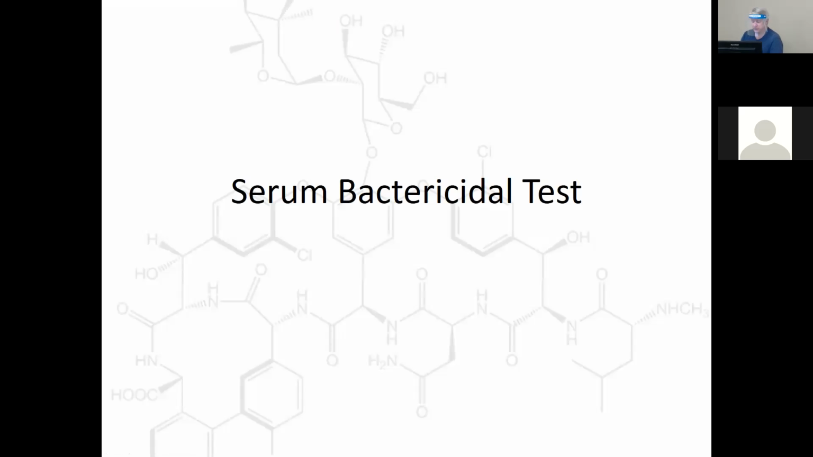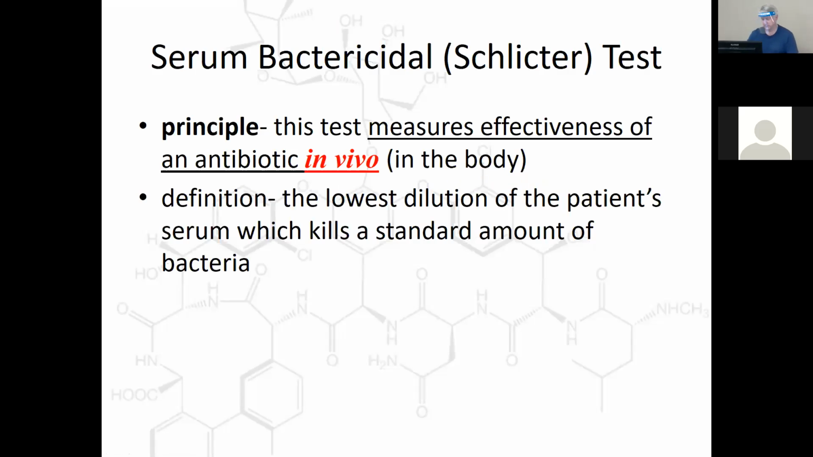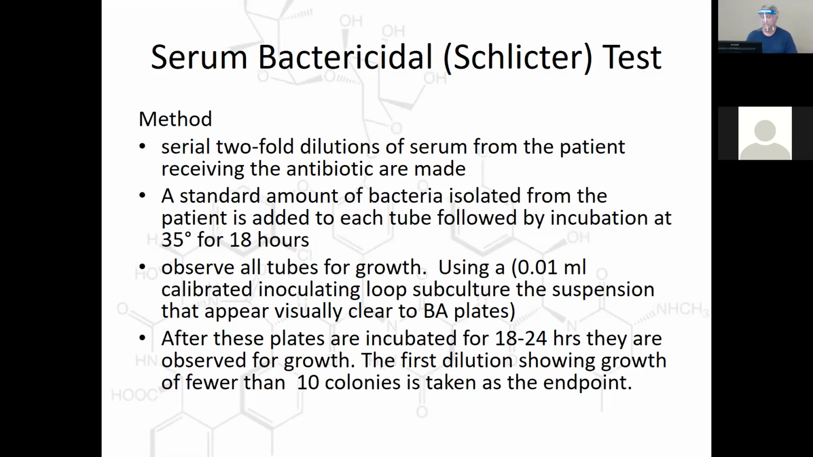All right, serum bactericidal test. Schlichter test. The test measures effectiveness of an antibiotic in vivo. The lowest dilution of a patient's serum which kills a standard amount of bacteria. Method of the Schlichter test is a serial two-fold dilution of serum from the patient receiving antibiotic. Standard amount of bacteria isolated from the patient is added to each tube and incubated. Observe all tubes for growth.